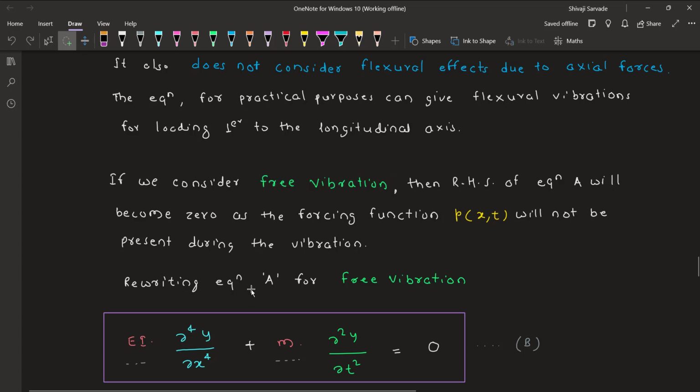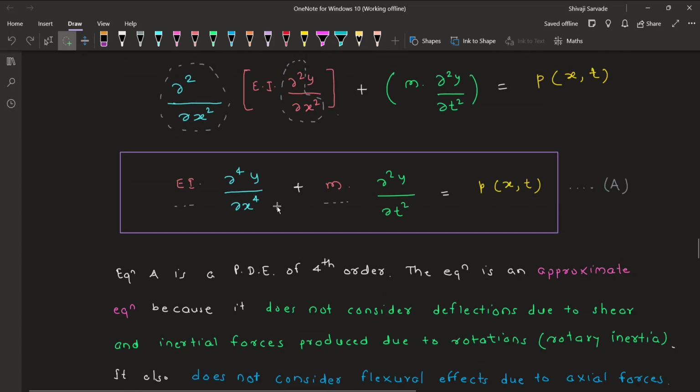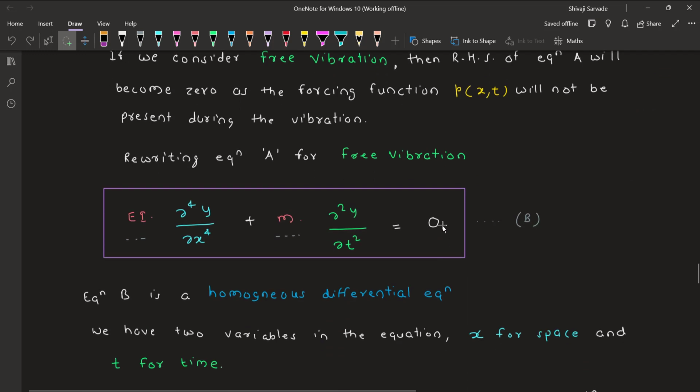Okay, so we have the same equation but rewritten with the right hand side to be 0: EI ∂⁴y/∂x⁴ plus m ∂²y/∂t² equals 0. Now here we have two different variables. One is the space variable x and the other one is the time variable, which is t. But the right hand side has now become 0. That means this is a fourth order homogeneous differential equation.